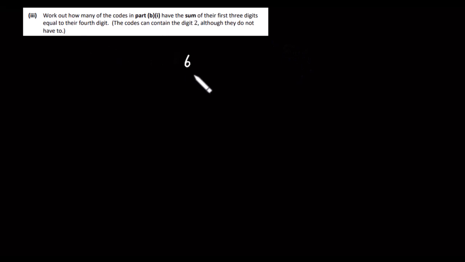Now the possible numbers that will add to give you 6 are 1 plus 2 plus 3. There aren't another 3 numbers that we can put together to give 6. So how many ways are there of arranging these 3? It's going to be 3 factorial, which is just 6. So let's have a look at the next number up. The next number up is 7.